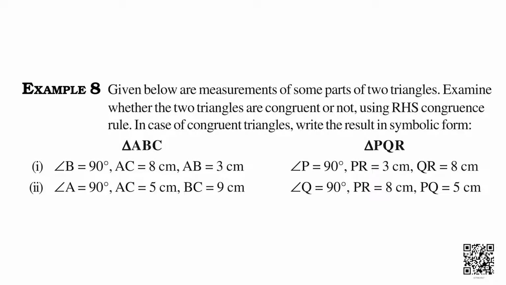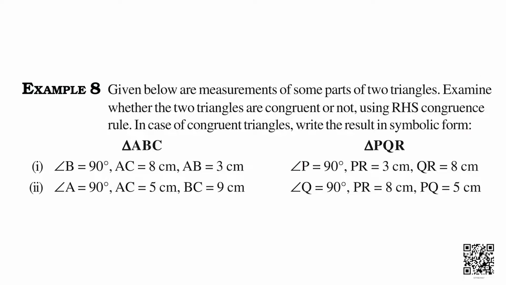Now moving on to the second question, which is: in triangle ABC, angle A is equal to 90 degrees, AC is equal to 5 centimeters and BC is equal to 9 centimeters. In triangle PQR, angle Q is equal to 90 degrees, PR is equal to 8 centimeters and PQ is equal to 5 centimeters.